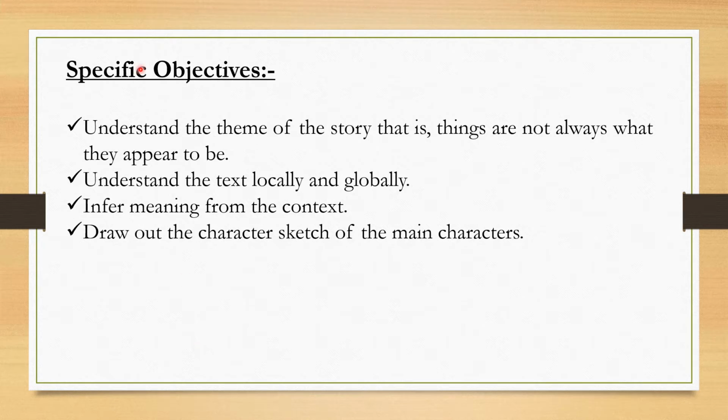We shall begin with the specific objectives of the story. First, understand the theme of the story, that is, things are not always what they appear to be. Second, understand the text locally and globally. Third, infer meaning from the context. Fourth, draw out the character sketch of the main characters.